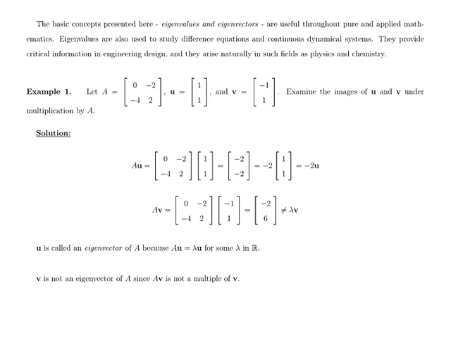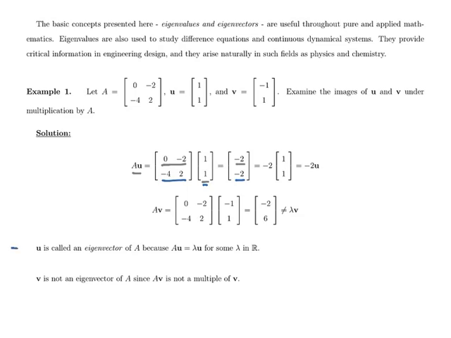So if I first take Au, I take A multiplied by u. Remember, we're taking the first row times the column. 0 times 1, -2 times 1 gives me a -2. And then the second row times the column. -4 times 1 plus 2 times 1 is -2. And I'm left with the vector -2, -2, which I'm going to write as -2 times the vector 1, 1, because I want to make clear that this is the same as -2 times my original vector u.